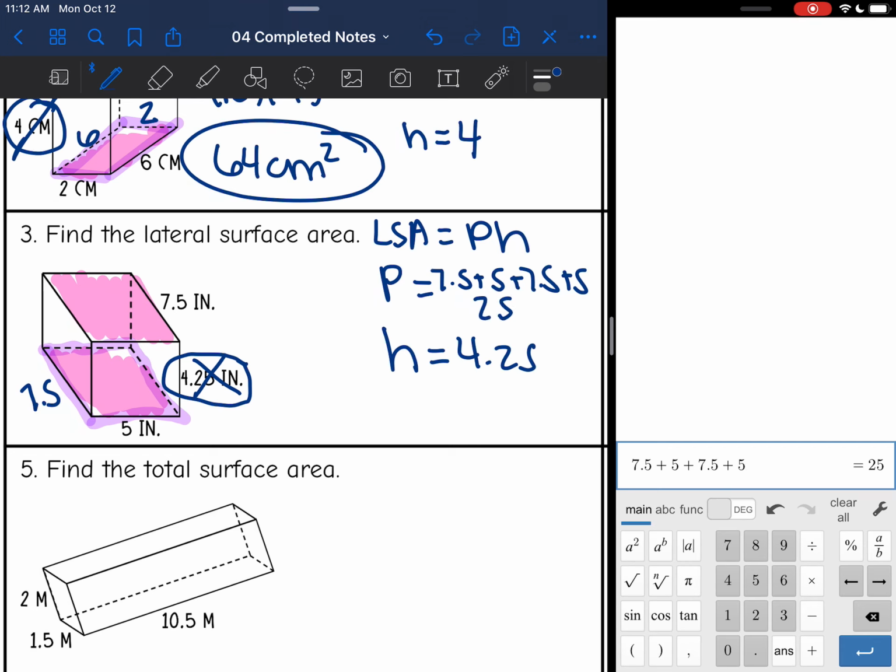And now I have everything I need for the formula. Perimeter is 25. Height is 4.25. So I just multiply those together. 25 times 4.25 will tell me the lateral surface area, which is 106.25 inches squared.